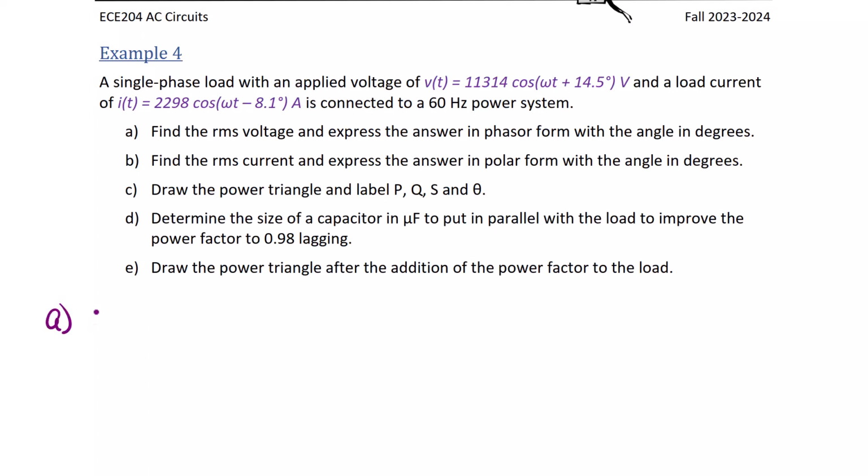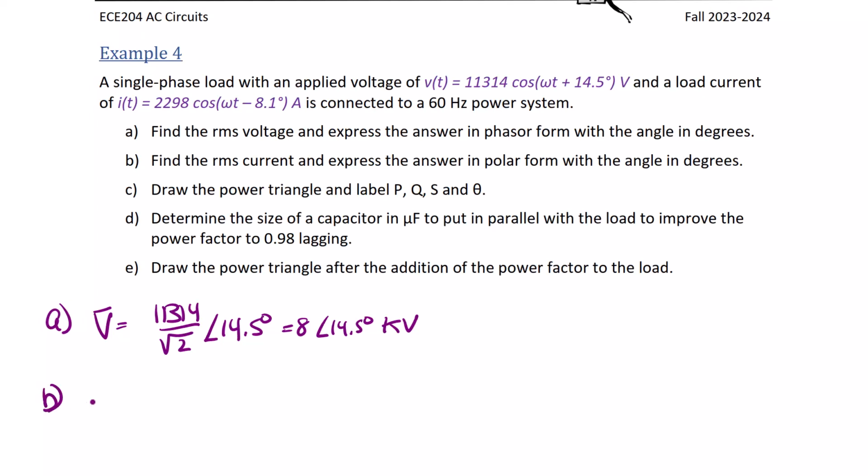So what you're going to have here is that the phasor voltage is going to be 11,314 divided by the square root of 2, and it's going to have an angle of 14.5 degrees. So another way to write that is 8 with an angle of 14.5 degrees, and that's in kilovolts.